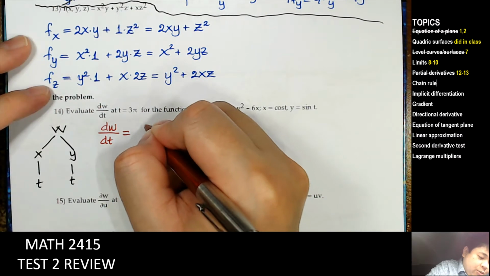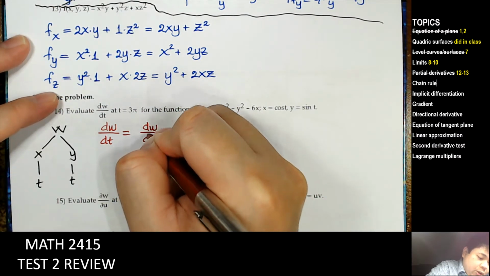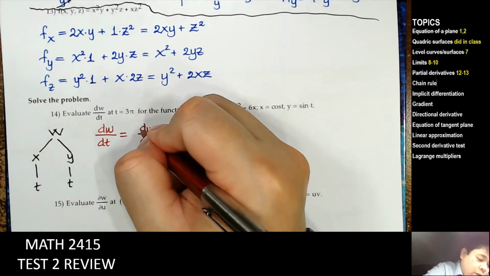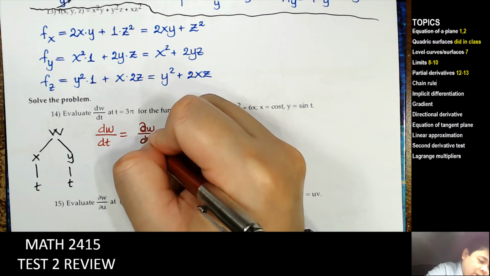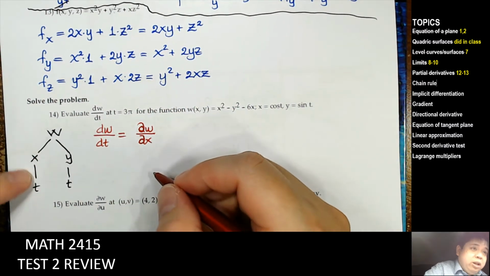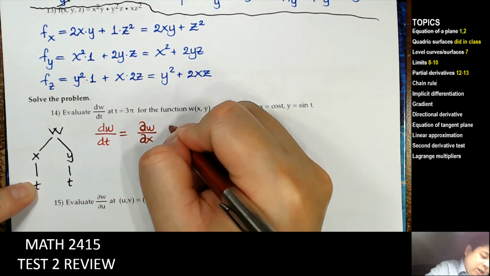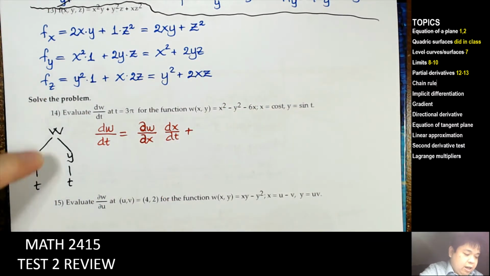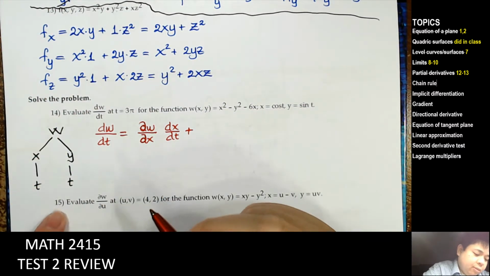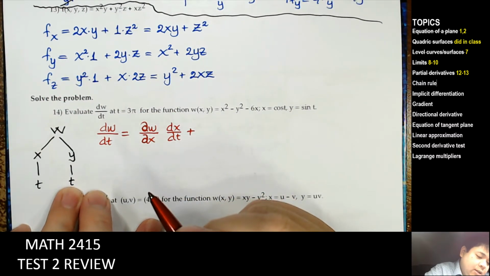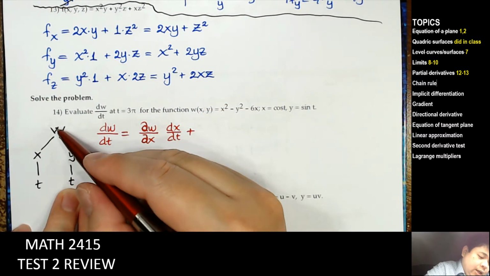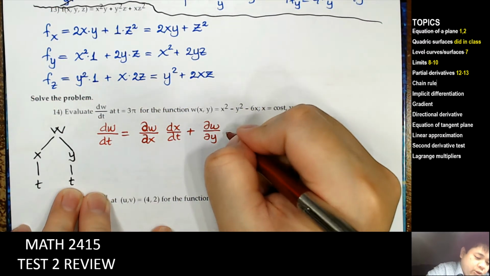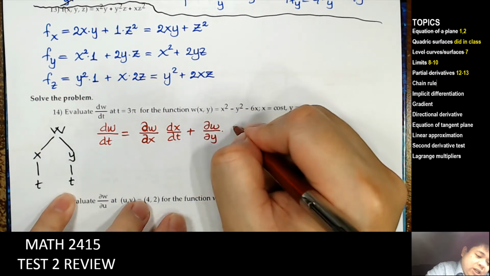from w to x, meaning dw dx. Notice that because w is a function of two variables, that's actually the partial derivative. X is a function of only t, so that's going to be dx over dt. Next, w to y, still partial derivatives, and then y to t.